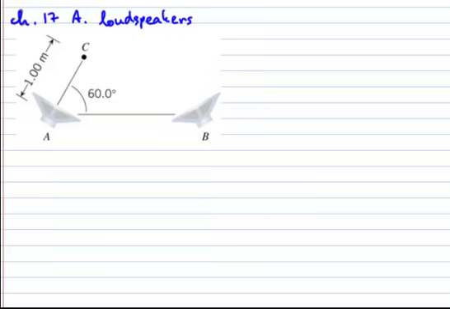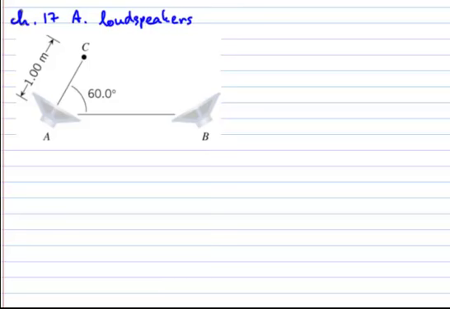This is chapter 17, and the first problem is about loudspeakers. It says the drawing shows a loudspeaker A and point C where a listener is positioned. A second loudspeaker B is located somewhere to the right of A. They don't tell us how far.